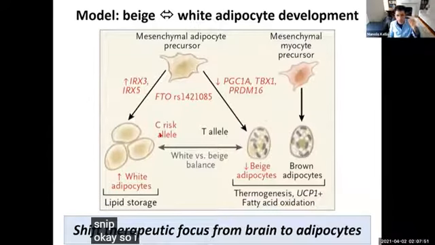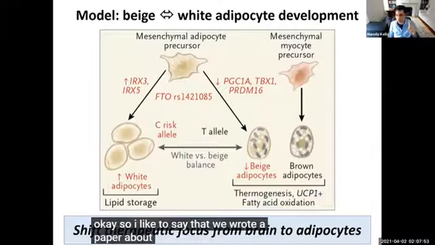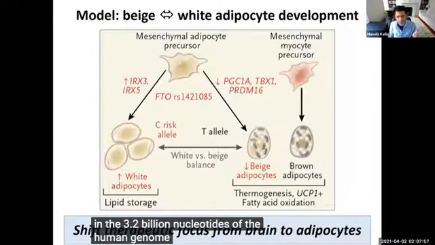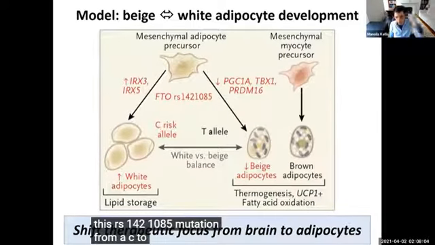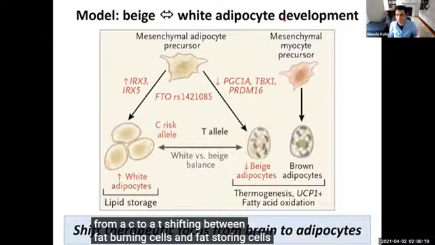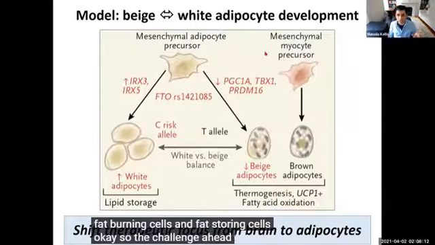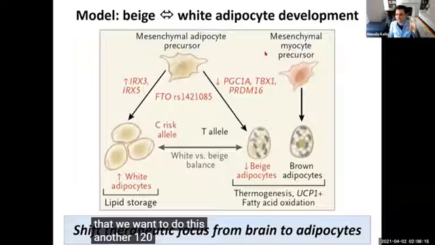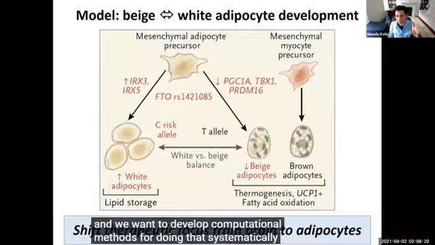Okay, so I like to say that we wrote a paper about 1 bit of information in the 3.2 billion nucleotides of the human genome. 1 bit of information, this rs1421085 mutation from a C to a T, shifting between fat burning cells and fat storing cells. Okay, so the challenge ahead of us is that we want to do this another 120,000 times. And we want to develop computational methods for doing that systematically.